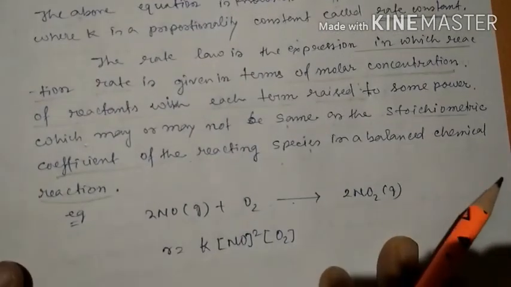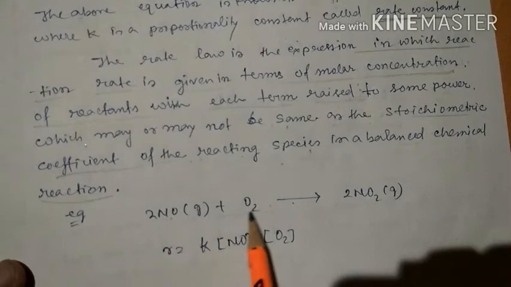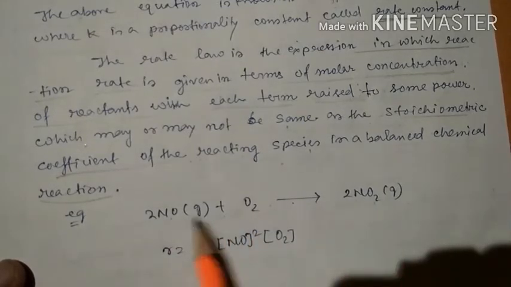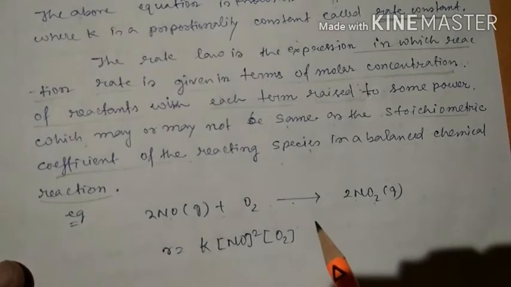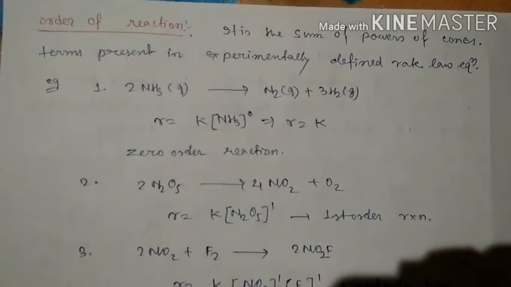Now let us take an example here. When nitric oxide reacts with O2, it produces NO2. Here the rate is given by K, concentration of NO squared into concentration of O2. That means the overall order here should be 2 plus 1, which is 3.